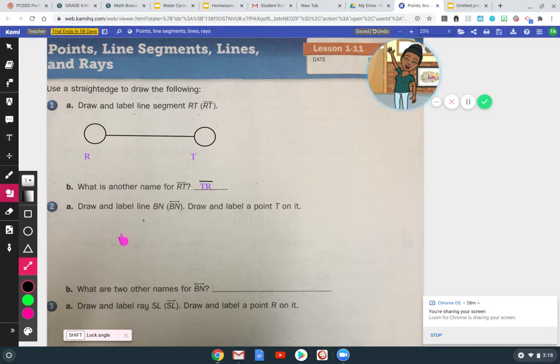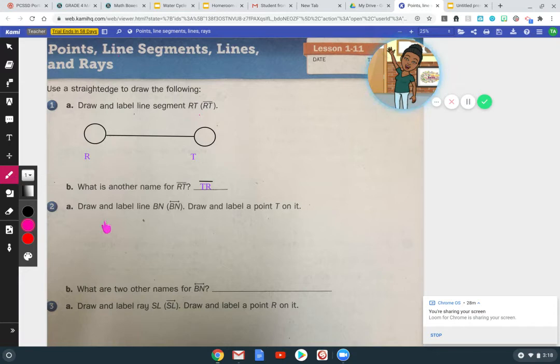Let's move on to number 2. Draw and label line BN. Okay, first things first, I can see right away that this line never ends. Because of that, I'm going to use my drawing tool. It's going to be easier for my triangles. So my arrows, drawing a line that never ends. How do I know it never ends? Because of these arrows, it keeps going.